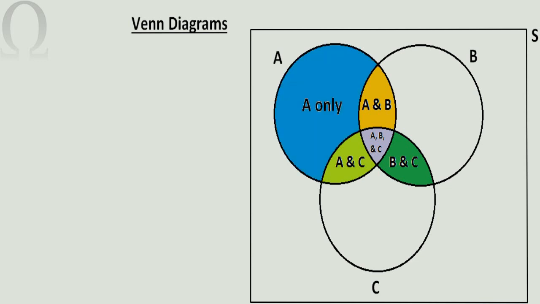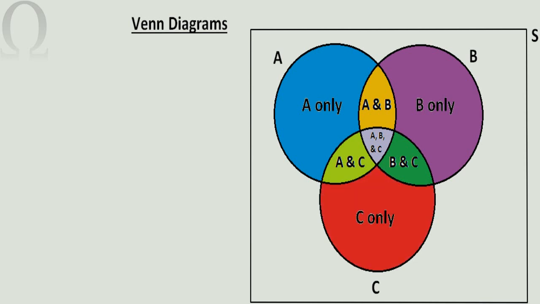The elements contained in set A only are indicated by the light blue region. Those elements contained in set B only are indicated by the dark purple area. And the elements contained in set C only are indicated by the red shaded area.